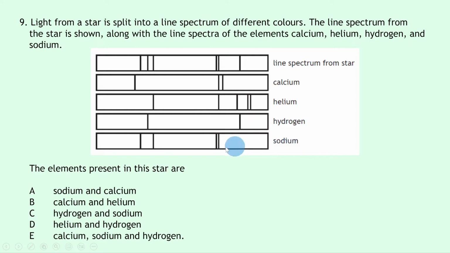And lastly, for sodium, we have two darker lines here which match up with these two lines in the spectrum of the star. We then have this line here which matches up with this one, and this thicker one which matches up with this one. So that means all of the sodium spectral lines appear in the spectrum for the star, so sodium is also present in the star. So that means we have hydrogen and sodium, which gives us the answer C.